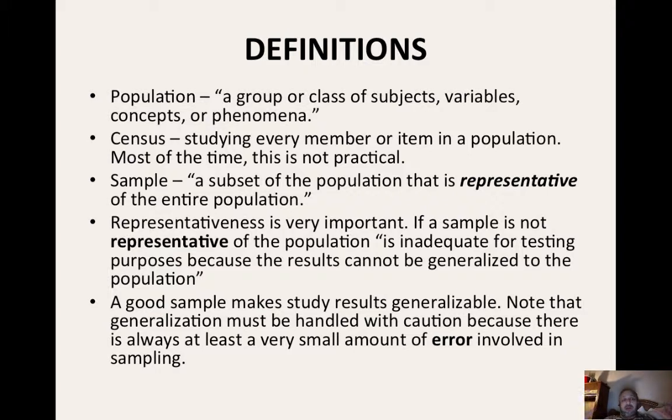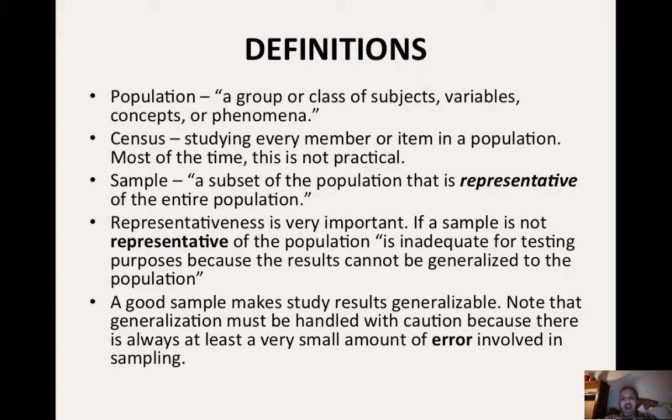Now, usually we can't study every member or item in the population. We just can't. We don't have the time. We don't have the resources. And the beautiful thing about statistics, we don't have to. If we take a sample, and if it's done right, if it's a random sample, then we can represent the larger population, even with a sample. So it's almost just as good as studying every single member. When we are able to study every single member or item in a population, that's called a census.